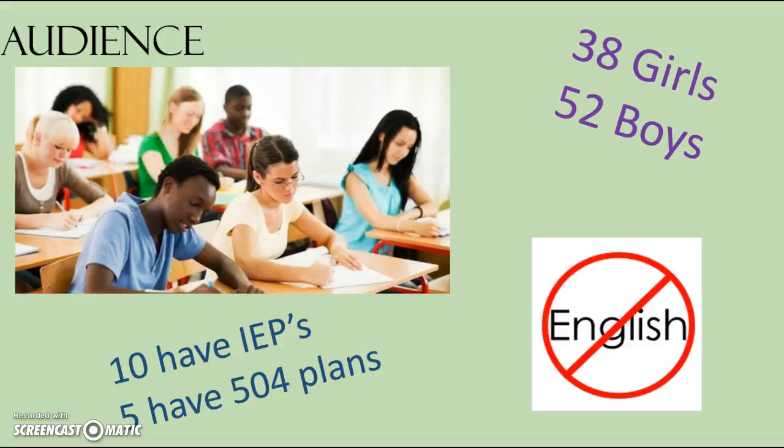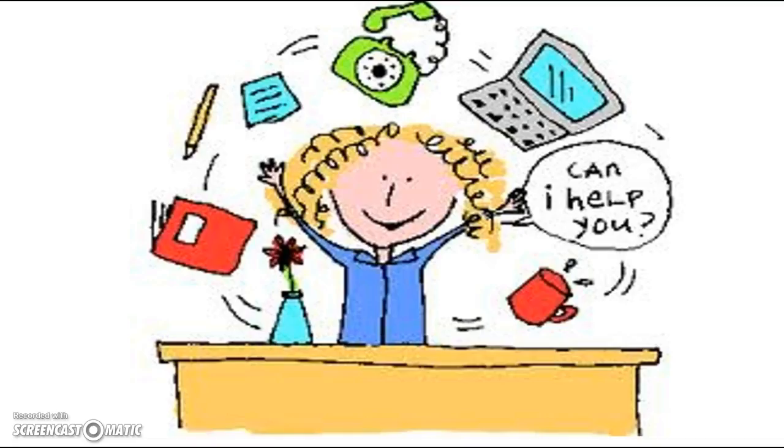My audience is made up of students from an urban district. These students come from a lifestyle that might not be the best one. I have 38 girls, 52 boys. 10 of those have IEPs, 5 have 504 plans, and 2 do not speak English. So I need to come up with my plan.